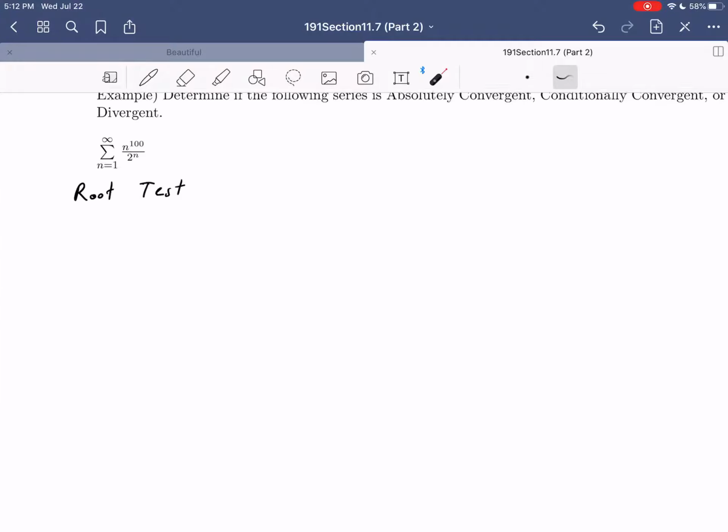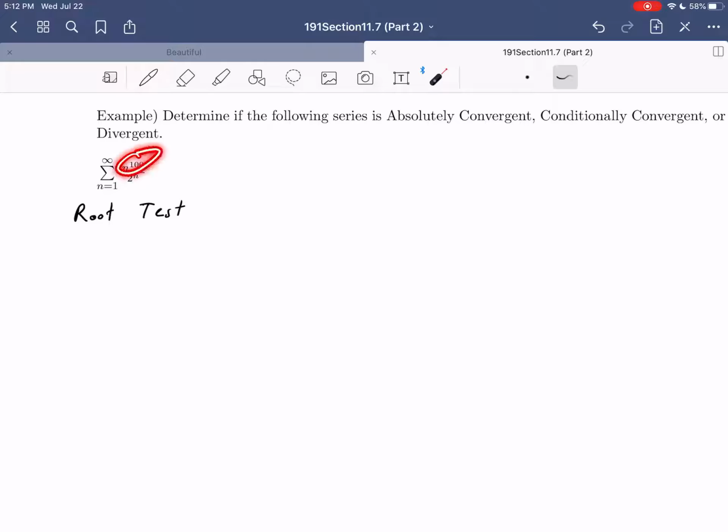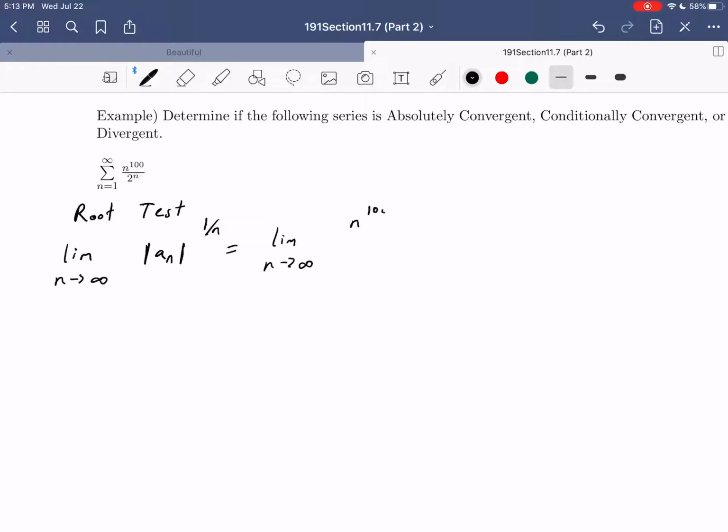Okay, but back to this. Now we have this polynomial term getting really, really large, but we're saying that the exponential is a level faster, so we anticipate that this thing will still converge. And we're going to use root test to practice that. So to do a root test, we take the limit as n goes to infinity, absolute value a sub n to the 1 over n. So that's going to be the limit as n goes to infinity, n to the 100 over 2 to the n in absolute value, all to the 1 over n.